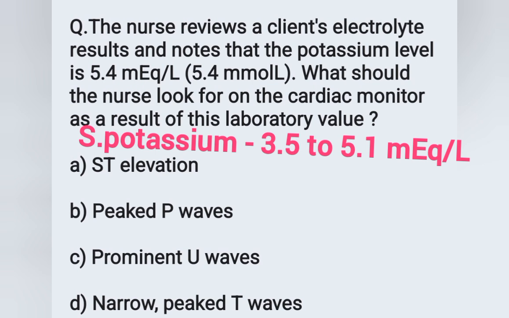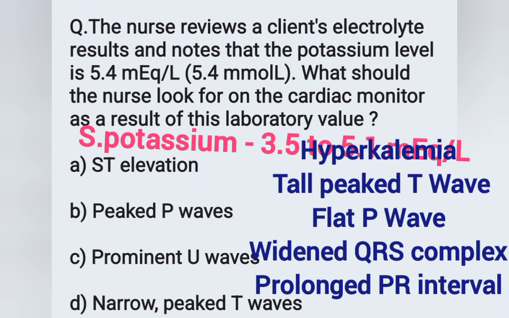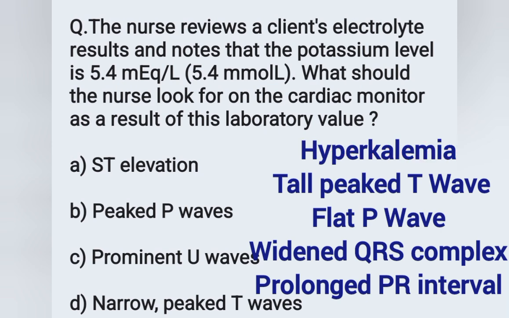Here the question is the nurse reviews the client laboratory report. In that serum potassium level is 5.4 milliequivalent per liter. Serum potassium is elevated. Normal serum potassium is 3.5 to 5.1 milliequivalent per liter. So here patient value is 5.4 milliequivalent per liter. That is, it is elevated. Elevated means the patient is having hyperkalemia. On the basis of this laboratory value, the nurse looks on the cardiac monitor.